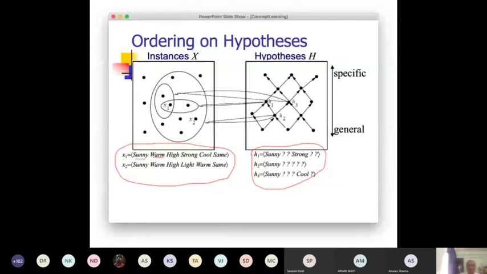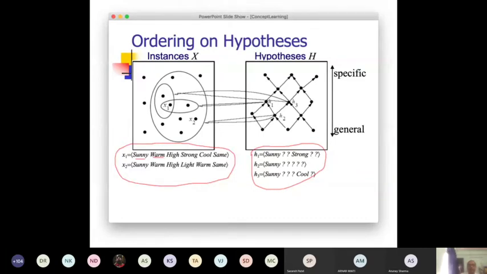Suppose the water is not cool. Then obviously this hypothesis is not true. If the water temperature is warm, then it is not true. But in H2, this can be true also. That means whether the water is cool or warm, it is true. That means H2 is more general than H3.